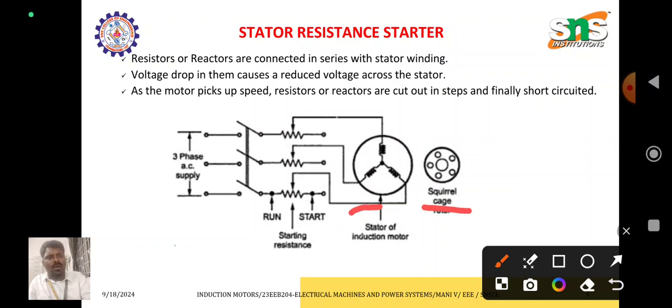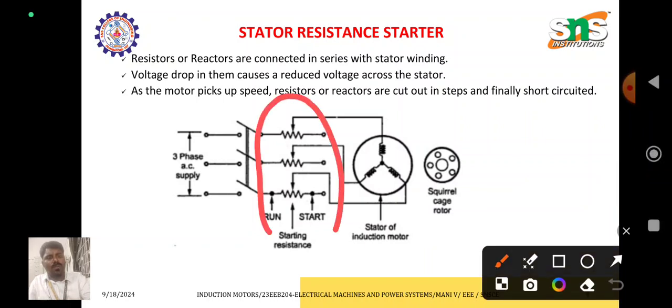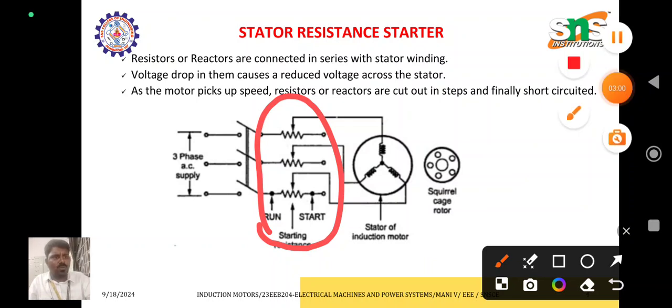In this 3-phase stator there are 3 windings: R phase winding, Y phase winding, and B phase winding. All the phases are connected to the R phase, Y phase, and B phase windings through this variable resistance, which is called the starting resistance. At the time of starting, the rheostat is in the maximum resistive position, so that reduced current will be applied to the stator. So the motor speed is also very slow.